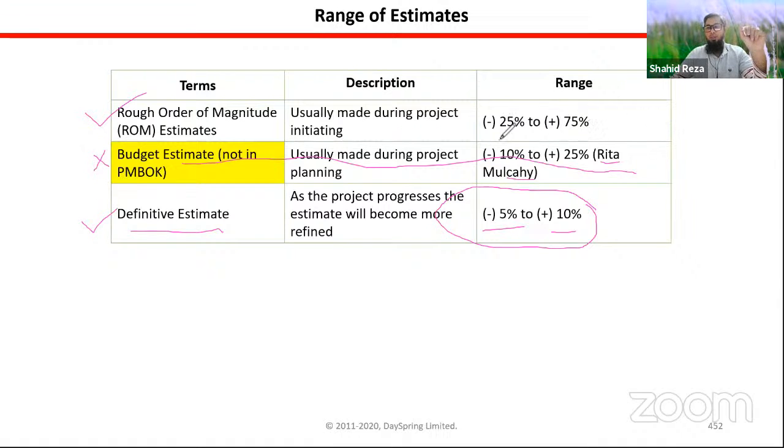So this is very important. Sometimes in the exam you will get questions. Rough order of magnitude or ballpark figure. This is also known as ballpark figure that I discussed early in this chapter. So you might get some question about rough order of magnitude. What is the value of rough order of magnitude? So you have to know the value is minus 25% to plus 75%. All right.